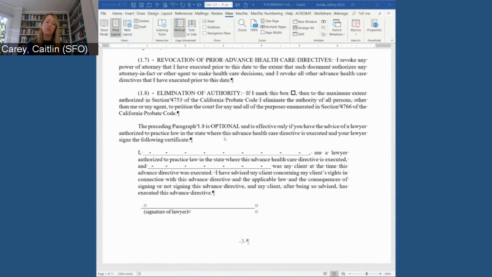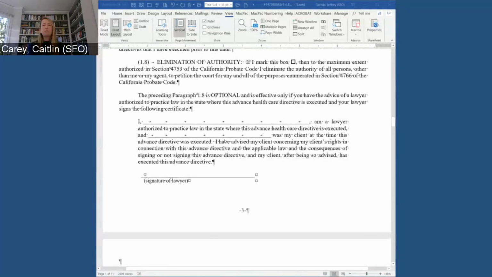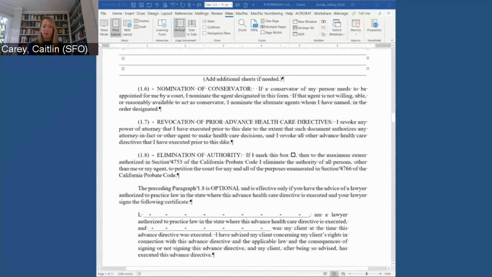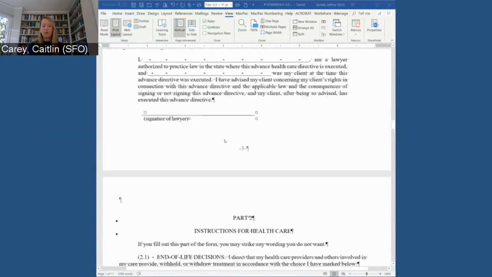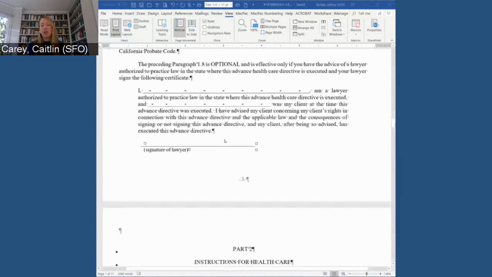But if you have concerns about a family member or someone else in your life who you think potentially could cause problems or get in the way of your agent's decisions about your healthcare, I would recommend that you consult with an attorney about that section 1.8 and get their advice on it, and potentially have them fill out that section for you and allow you to check that box. But without an attorney's signature, that 1.8 has no legal effect.